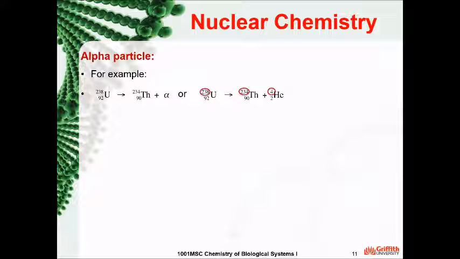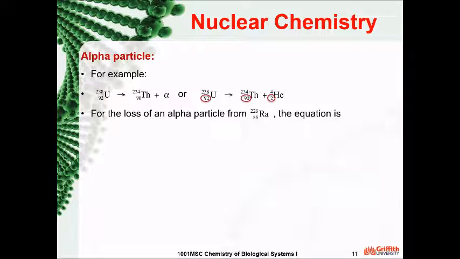We can also write the chemical equation using the helium symbol. Let's check if the nuclear equation is balanced. The mass number for uranium is 238. The mass number for thorium is 234, so there is a difference of 4 AMU. This mass is balanced by the helium nucleus. The atomic number of the uranium is 92, and for the thorium it's 90, so that's a difference of 2, which is also balanced by the helium nucleus.